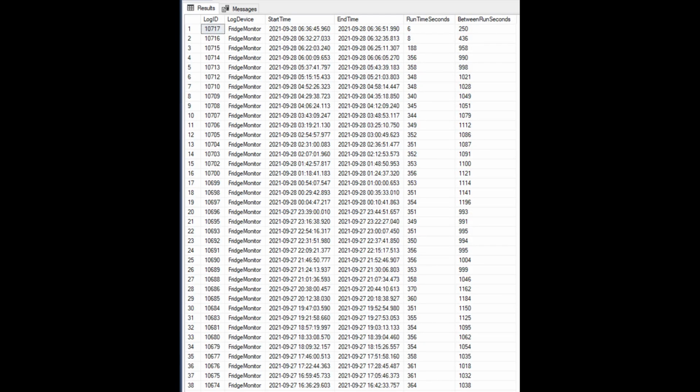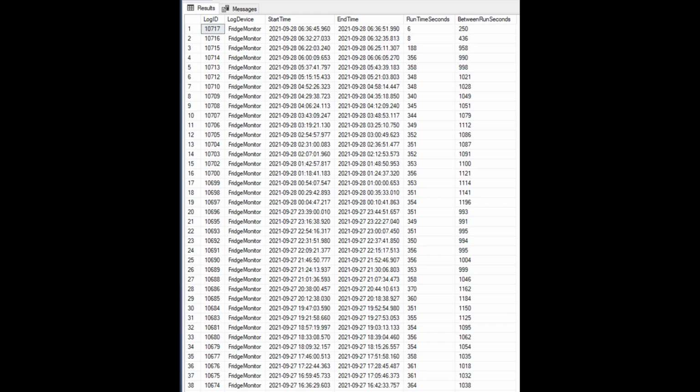Here are the results from the lithium iron phosphate battery. What this table logs is what time the compressor started, what time the compressor ended, and then how long it ran for, and then how long it was idle for before starting the next run. There's a lot more data than what I'm showing in this table. I'm only showing the most recent ones.